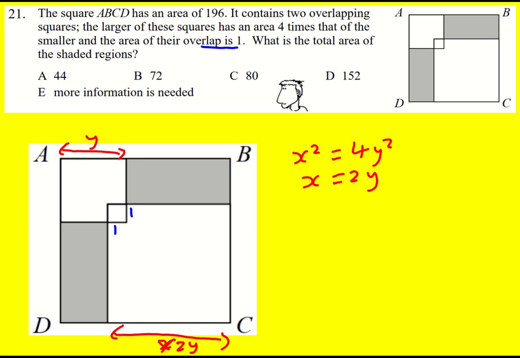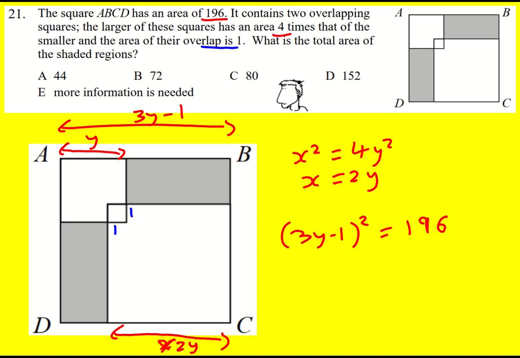Okay, that means the length of the entire square is going to be 3y, but then I need to minus that little 1, so that comes back into play now. So 3y minus 1 all squared is going to equal 196. Now I bring that 196 in.